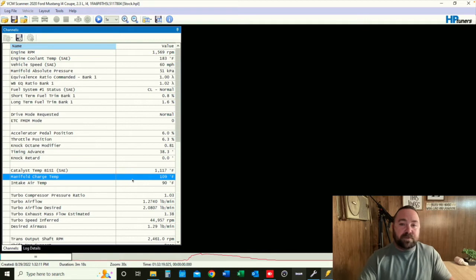Manifold charge temperature. This is a good one to tell you when your turbocharger starts to run out of breath. You start seeing not just climbing but skyrocketing temperatures here, then that means that turbocharger is way out of efficiency range and it's just pumping extra heat at that point. Hot air does not make power. Cold air makes power. So you want to keep your boost levels within the turbocharger's acceptable efficiency range so that you don't really just skyrocket your temperatures out of control.